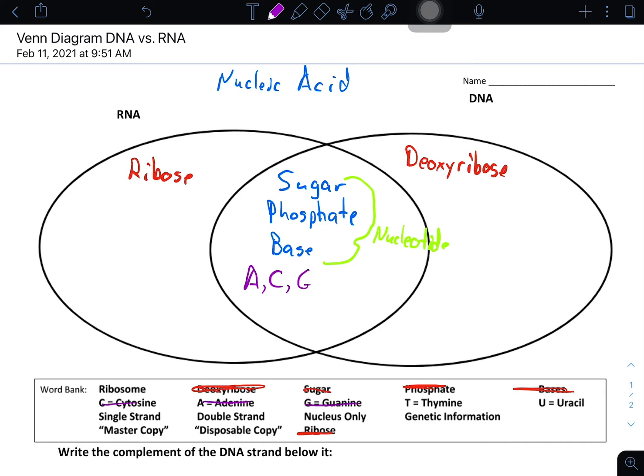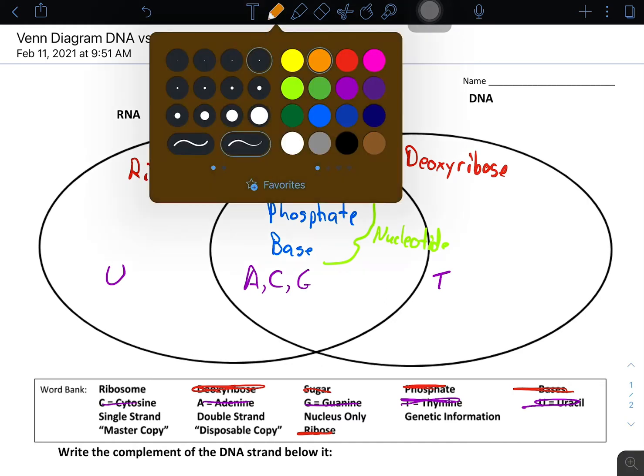DNA has a base that is specific to it. It is the T, the thymine, and RNA has a base that's referred to as uracil, and that's unique to RNA. So when we go from DNA to RNA, there's no such thing as a T, we use a U instead. Okay, so that is your base pairs.